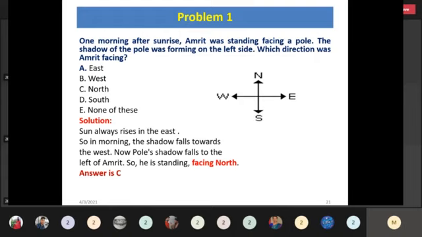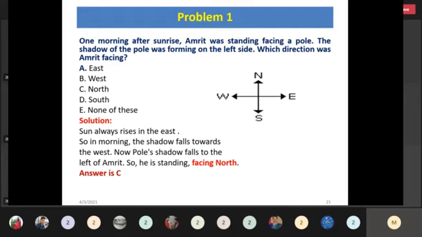Example 1. One morning after sunrise, Amrit was standing facing a pole. The shadow of the pole was forming on the left side. Which direction was Amrit facing? The options given are A, east, B, west, C, north, D, south, and E, none of the above.